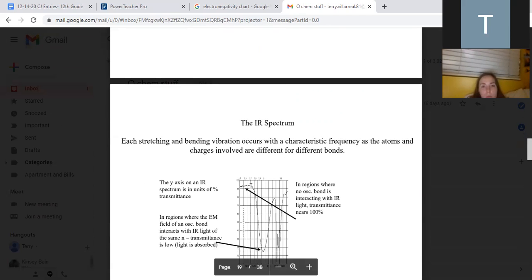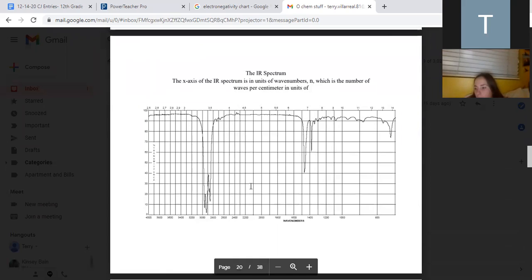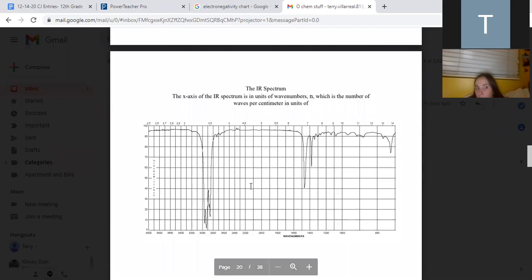And so here's your IR spectrum. Each stretching and bending vibration occurs with a characteristic frequency as the atom's charge changes. So basically, like we said, depending on the energy you're putting into it, it's going to cause things to vibrate. And depending on where it's vibrating will tell you what functional group it is or what type of bond it is. So here's your IR spectrum. For example, you can see here that 1400 is right here. So everything to the right, we ignore.